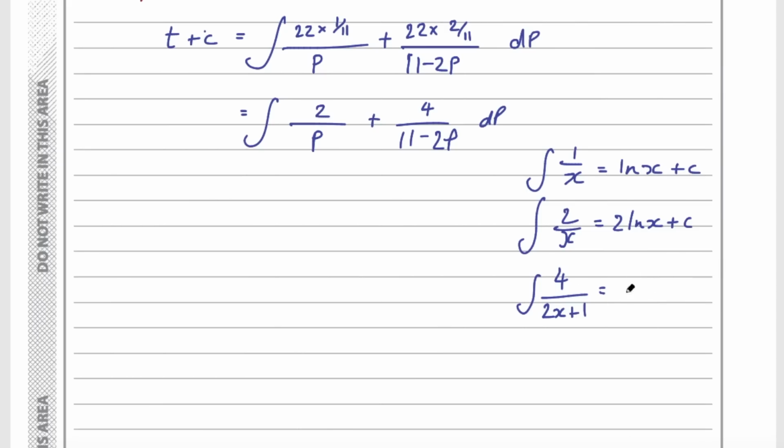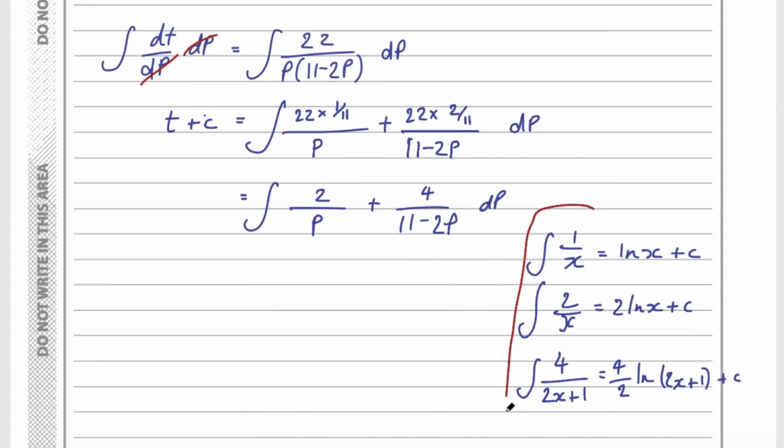So this integral will be 4 divided by 2, so this numerator divided by that coefficient, and then we have the natural log of everything on the bottom line, not just the x, but everything on the bottom line. So the natural log of 2x plus 1 plus some constant. So as long as you can remember those rules, you'll be able to do these ones here.